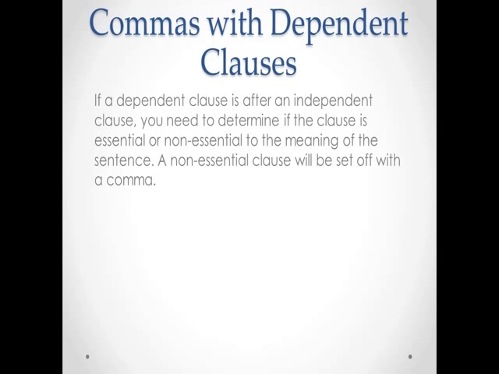If a dependent clause is after an independent clause, you need to determine if the clause is essential or non-essential to the meaning of the sentence. A non-essential clause will be set off with a comma. You're not going to see this a whole lot in writing. Usually, dependent clauses will be in front of independent clauses.